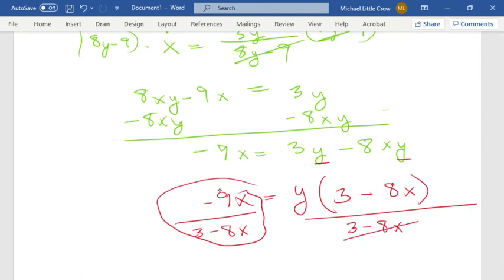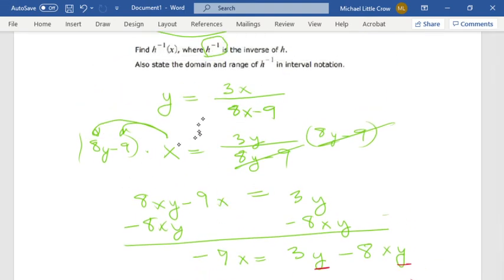Okay, this side, that cancels. So y equals this. So h inverse of x is negative 9x over 3 minus 8x. Again, we could change the order now. The domain of the inverse, because that's what they ask for. State the domain and range of the inverse function.